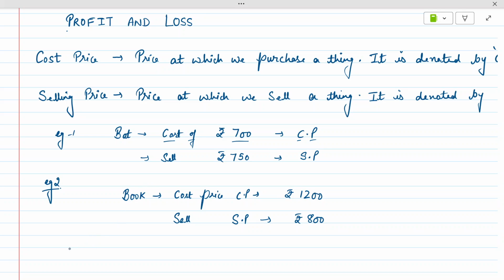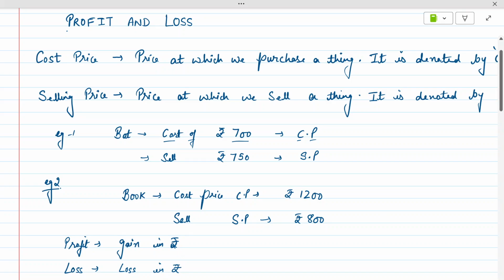Now we have to learn about profit and loss. So what is profit? Profit is called gain, gain of money in this case, because we are dealing in rupees, so we are talking about money. So profit is gain in rupees in the previous two examples. And what is loss? Loss is when I'm losing money. So I can say loss is loss only. So it is gain and loss in rupees in the previous two examples.